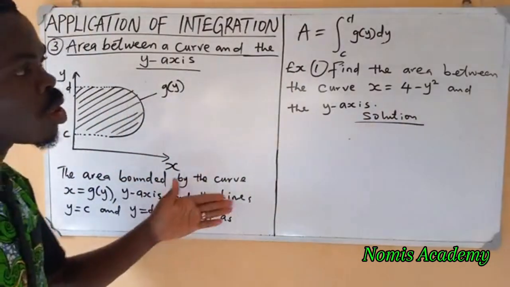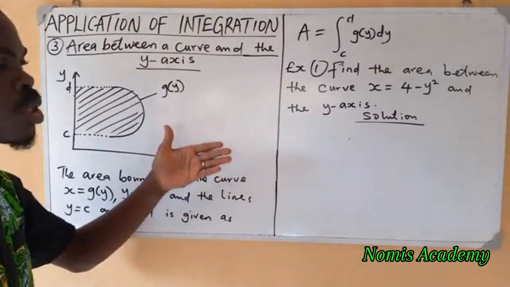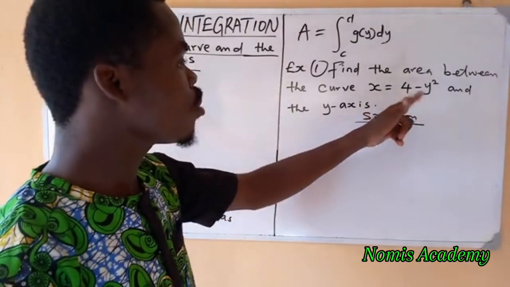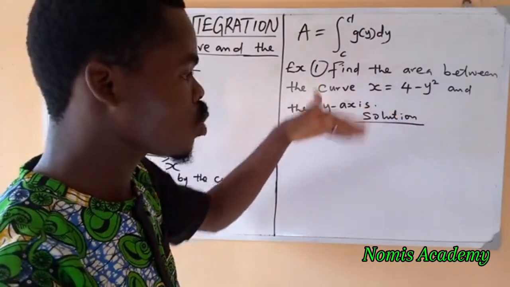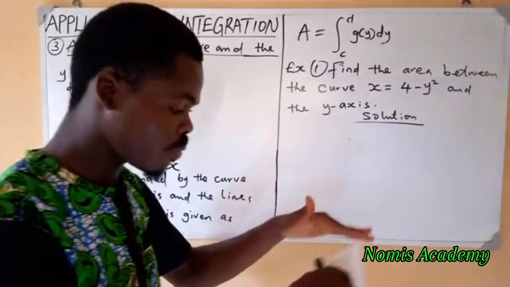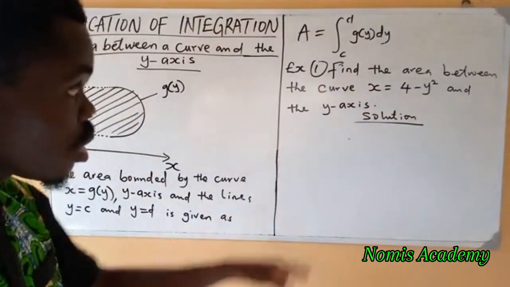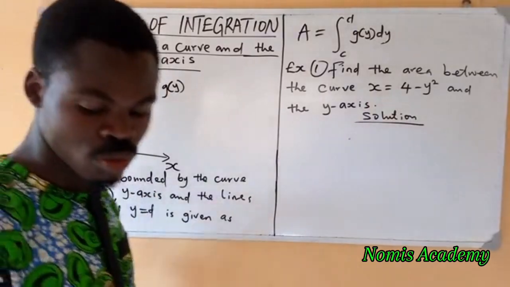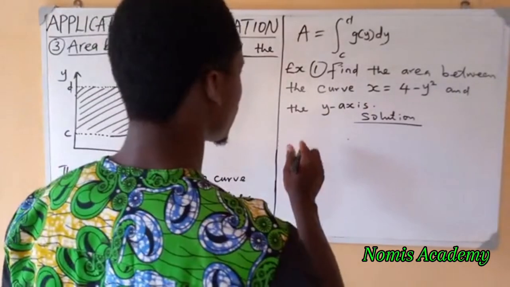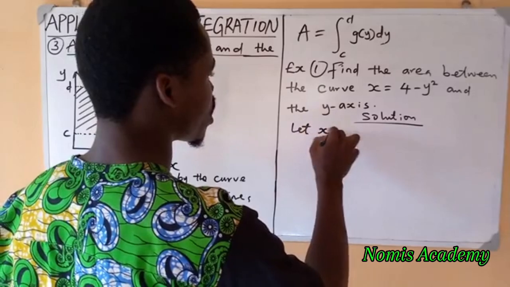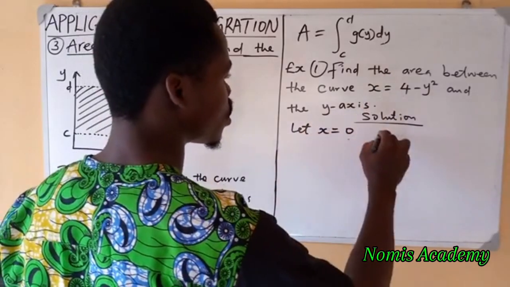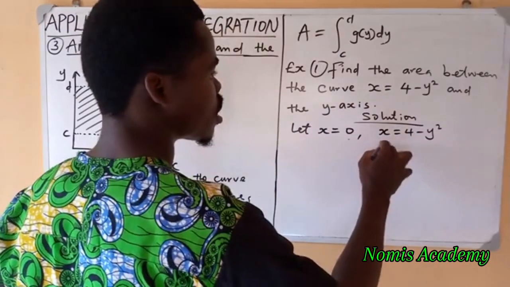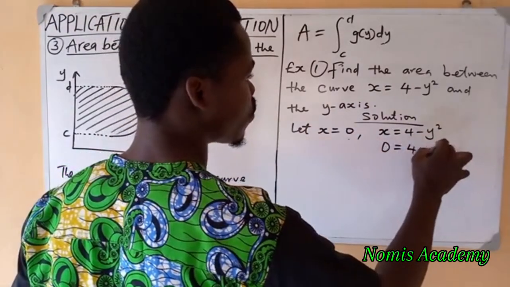So the two lines are not given to us, so we are going to look for the two lines, and of course we are told that the curve forms an area between itself, the two lines, and the y-axis. So we are going to find the area of the region bounded by the curve, the y-axis, and the two lines. So we are going to find the two lines. To do that, we say let x equal to 0. When x is equal to 0 here, we slot in 0 and then we find the value of y.